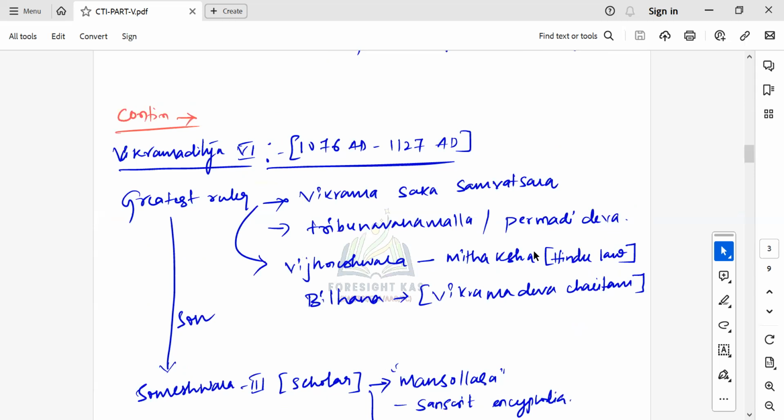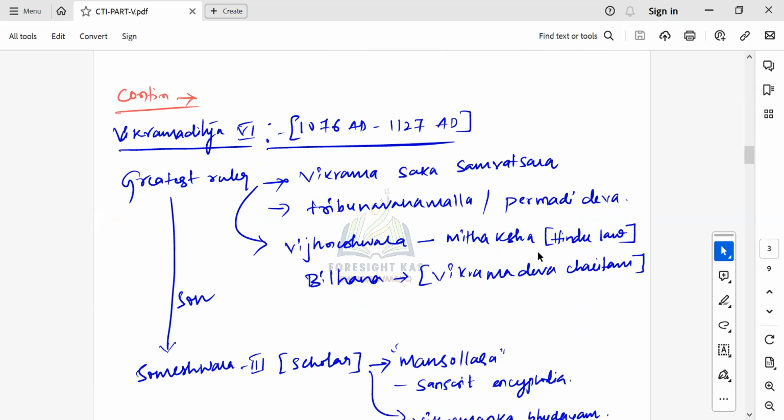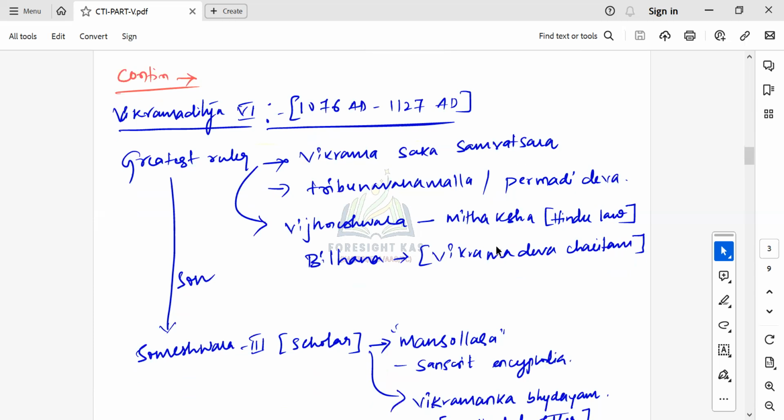Vikramaditya VI is important because, as we have the Saka era, which started during the Saka time, we have the Vikrama Saka Samvatsara, which begins in the year 1076 AD, and the king got coronated here. That is also very important. Other names for Vikramaditya VI are Tribhuvanamalla and Deva. These are the other nicknames for him.